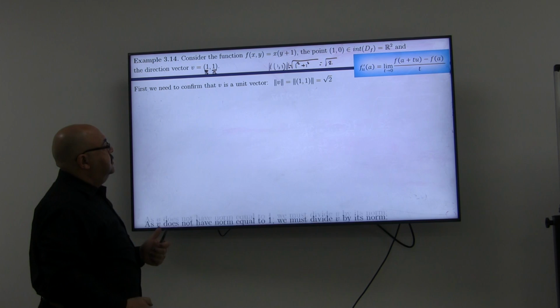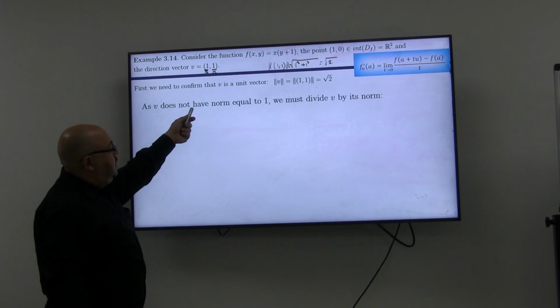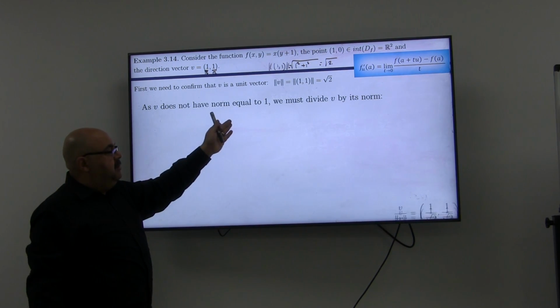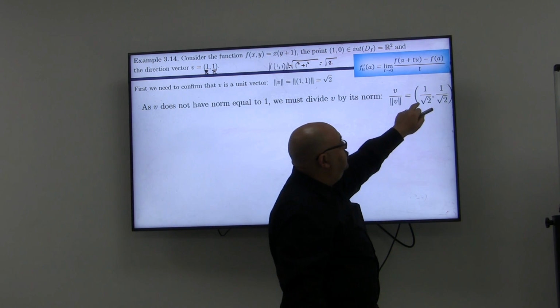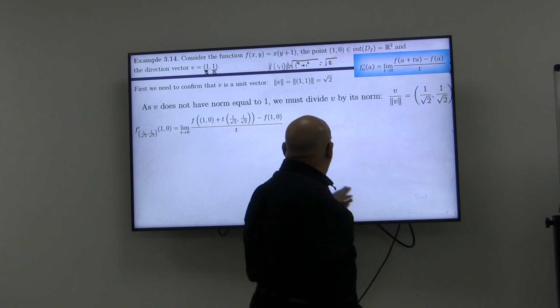So that's the first step. Okay, v doesn't have norm equal to 1. We must divide v by its norm. So now I have a unit vector which is 1 over root 2 and 1 over root 2. I will write the law.